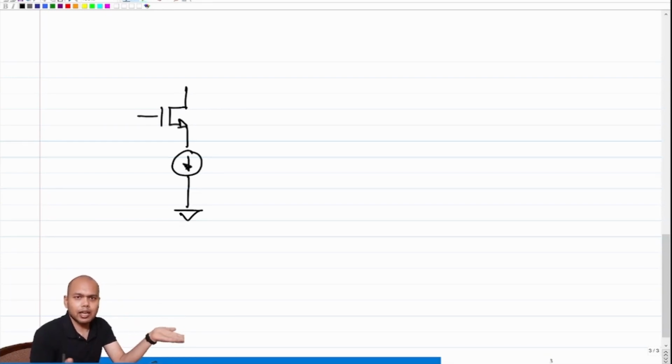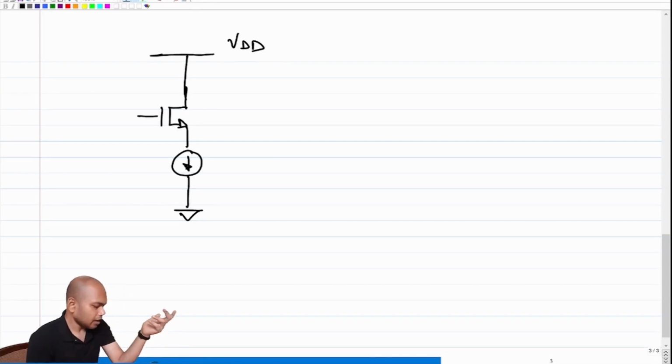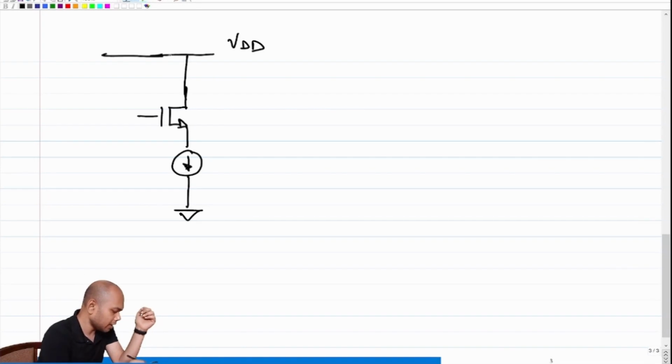However, we know that the gate and the drain need to be biased, right? So let's say the drain is biased with VDD, and clearly the gate also needs to be biased at a certain voltage. What voltage, we don't know, so let's assume it is biased with a certain voltage.